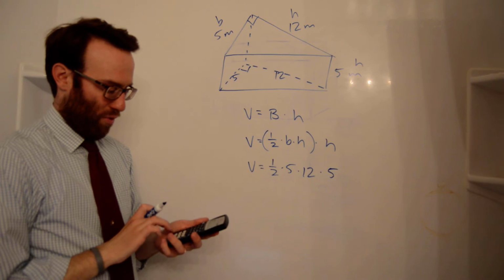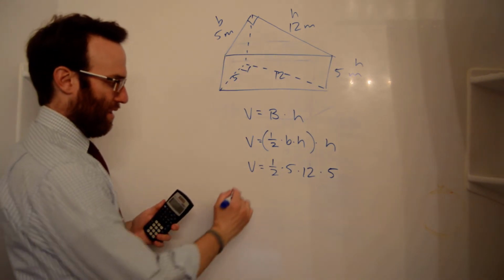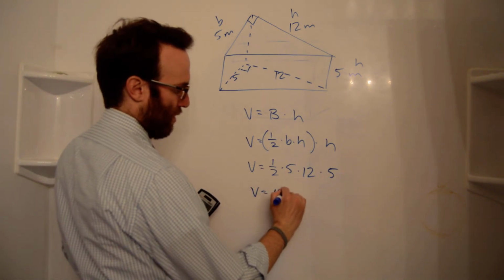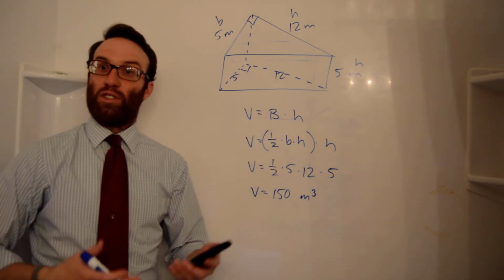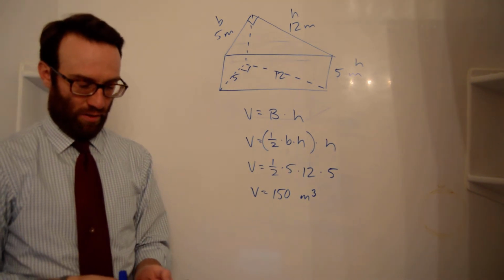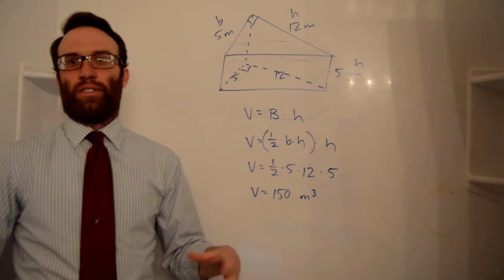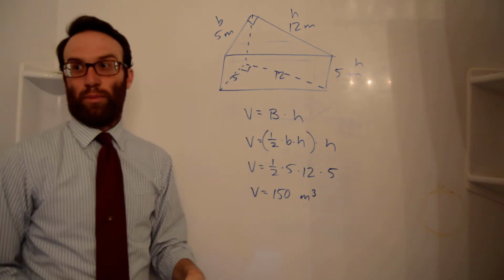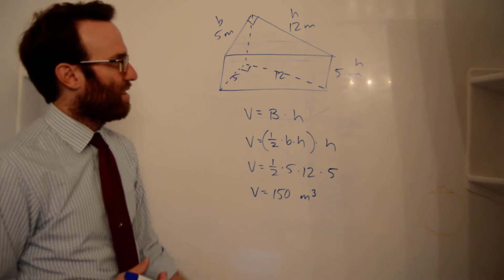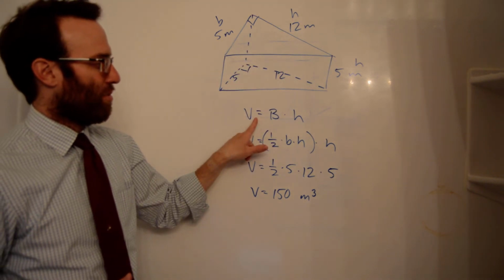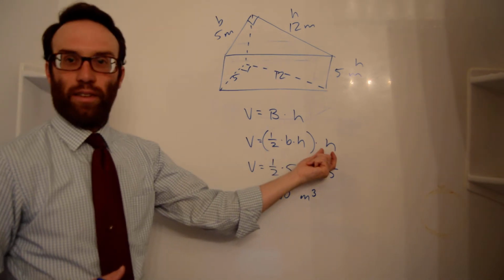So I'm going to type in 0.5 for the half, times 5, times 12, times 5. I'm going to get a volume of 150 cubic meters. So if I'm filling up this swimming pool, that's how much water I'm going to have to fill in there, although I'm going to have to go learn how to convert from cubic meters to gallons because we use the English system and not the metric system, although the metric system's better. Okay. So please keep that in mind. But again, rectangular prism, area of the base, in this case the area of the triangle, times the height of the figure.